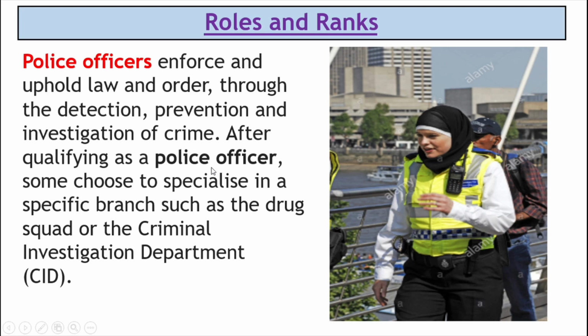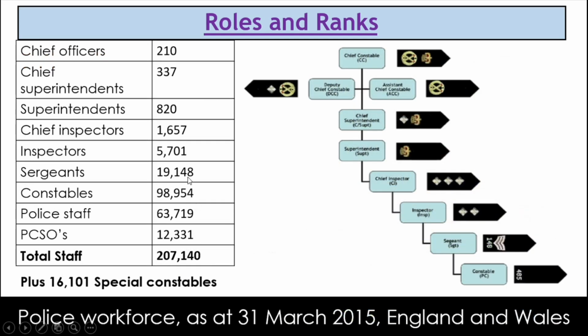After qualifying as a police officer, some choose to specialise in a specific branch, such as the drug squad or the criminal investigation department. The information from this table is taken from the 31st of March 2015 in England and Wales, and it shows the police workforce. Let me talk you through this. The police force is organised by a ranking system that progresses from police constable, down here on the lower end of the rank, where you can see there are 98,954 police constables, to a chief constable, all the way up here. And again, you can see that there are 210 chief constables in the police workforce in 2015.